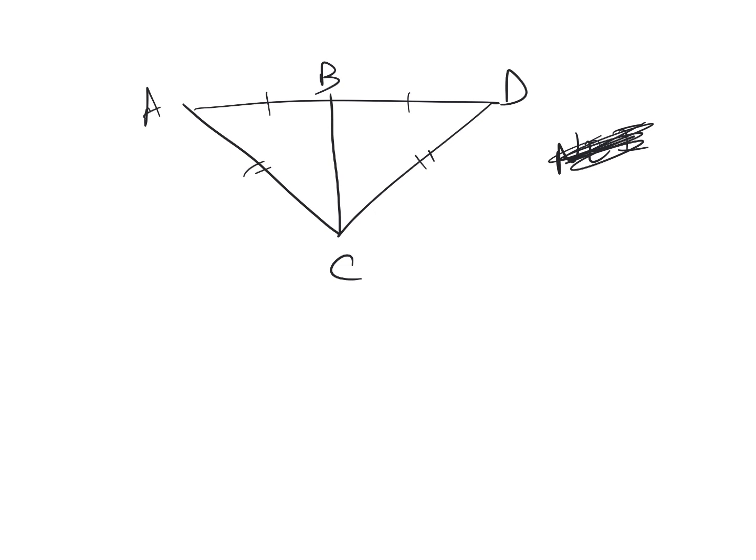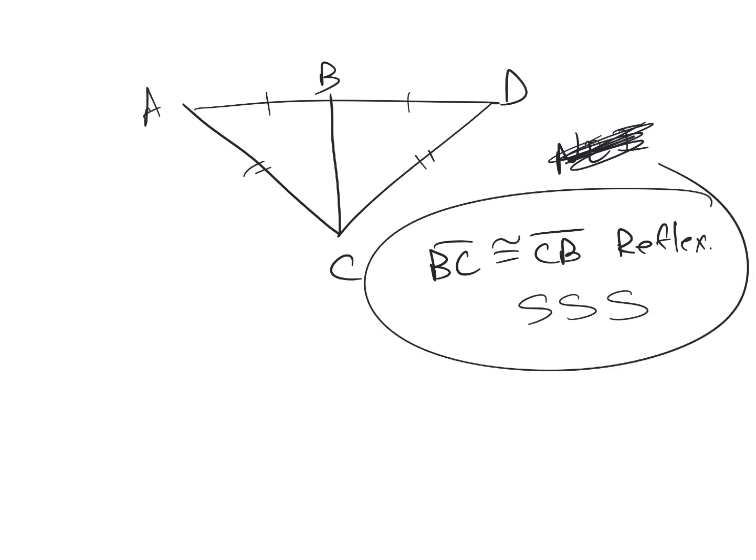So you need to say it side by side. You need to say it like this: BC is congruent to CB, reflexive property, and then you say side, side, side. This is all you would have to put on the quiz or the test. And then you move on.